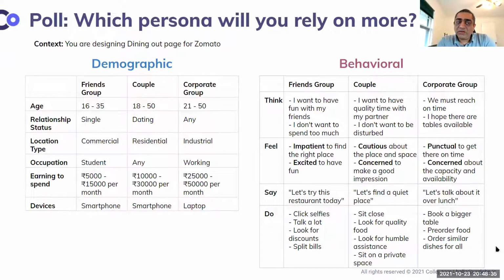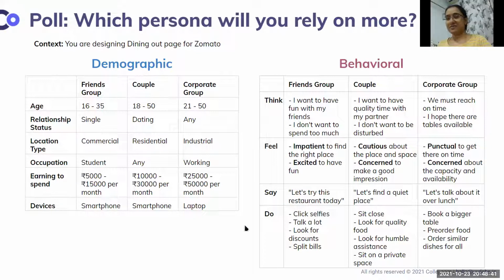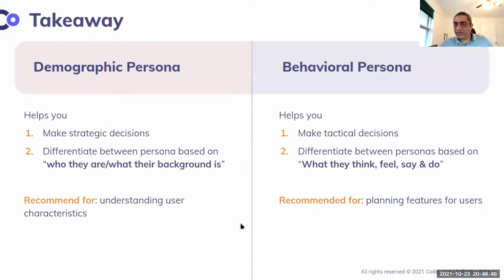Yes. Okay. So the demographic decisions help you decide on strategic product decisions. Is that on our next slide, Saurabh, or is it towards the end? Yeah. So here's the key takeaway, right? Demographic personas help you make strategic decisions. So is this market big enough for me to go into? Will I be able to make enough revenue?